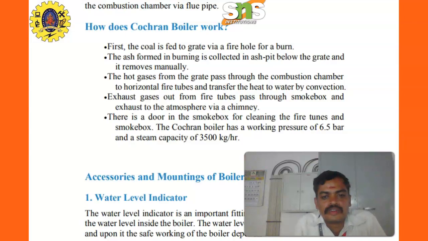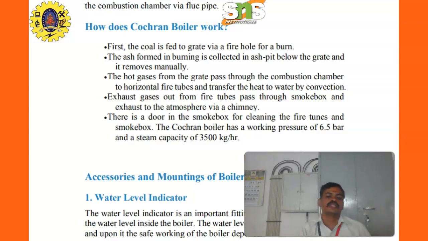The hot gases from the grate pass through the combustion chamber to the horizontal fire tubes and transfer the heat to the water by convection. The exhaust gases from the fire tubes pass through the smoke box and exhaust to the atmosphere via the chimney. There is a door in the smoke box for cleaning the fire tubes and smoke box. The Cochran boiler has a working pressure of 6.5 bar and a steam capacity of 3500 kg per hour.